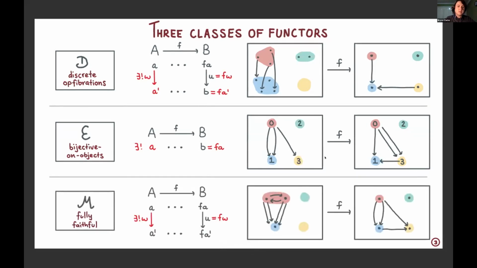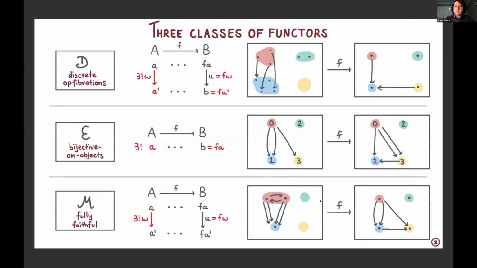And lastly, we want to see fully faithful functors. And again, fully faithful functors have a kind of lifting property. It says that for every pair of states, A and A dash, and a morphism from FA to FA dash, U, there exists a unique W from A to A dash, which lies above U. And so when a fully faithful functor is injective on objects, we usually call this a full subcategory.